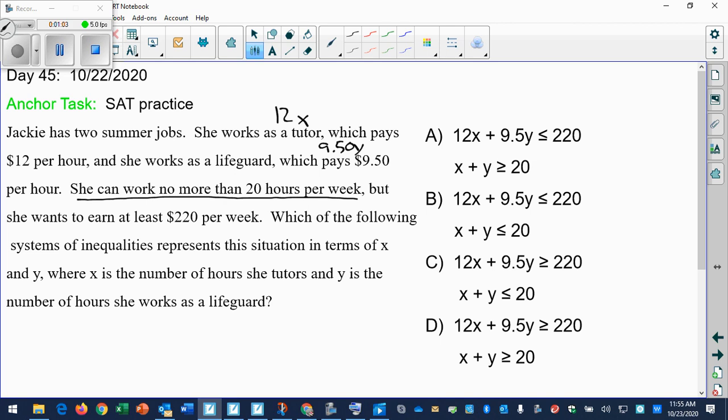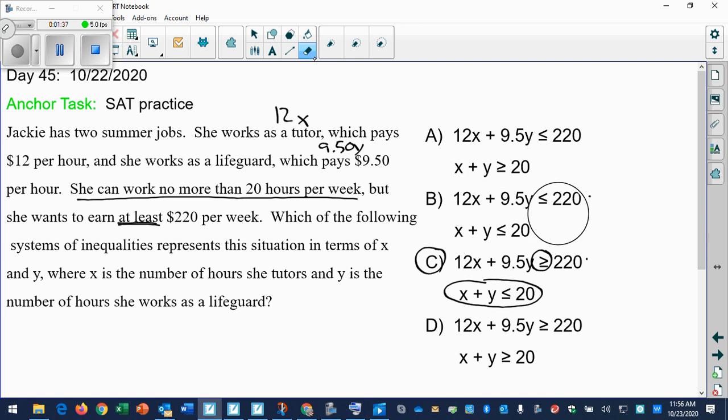So her total hours are either going to be this one or this one, because the second line here represents the total hours. It has to be less than or equal to 20, because she can't work any more than 20. And then she wants to earn at least, well, at least means that amount or more. So between B and C, then, we see that this represents at least. So your answer is not B. Your answer is C. Yay.